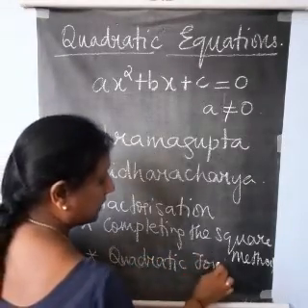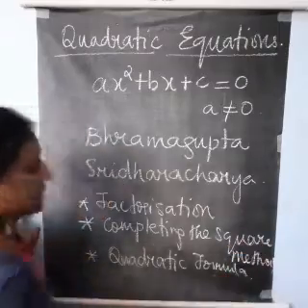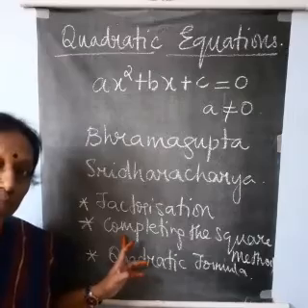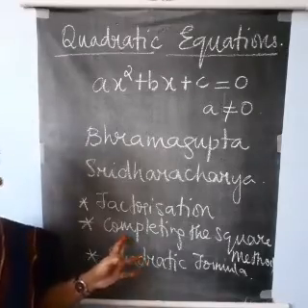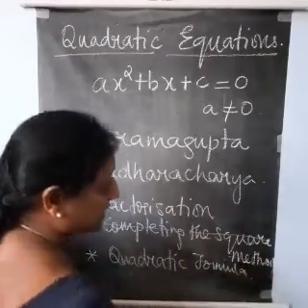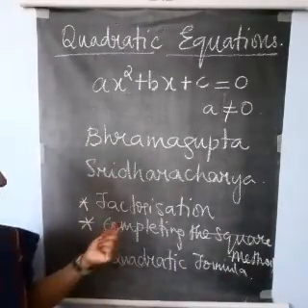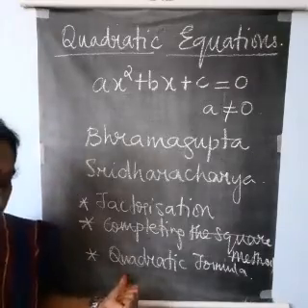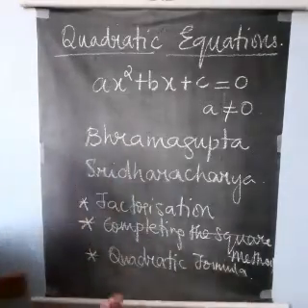Now, the thing is, completing the square method has been removed from the syllabus. So you don't have to study this method. It's a little complicated, so CBSE has done away with this method. So we will only use factorization and quadratic formula. So it will be quite an easy chapter.